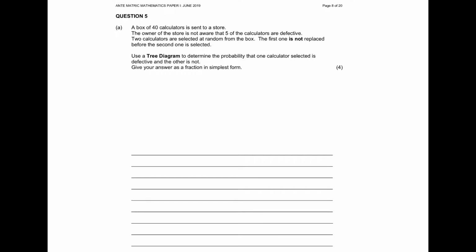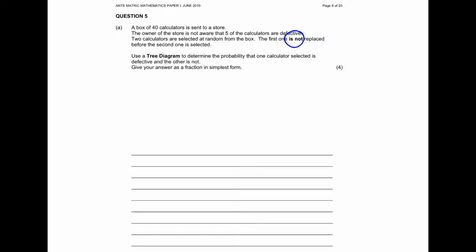Question 5. A box of 40 calculators is sent to a store. The owner of the store is not aware that 5 of the calculators are defective, meaning that they don't work. 2 calculators are selected at random from the box. The first one is not replaced. They've put that in bold, which means it's important, before the second one is selected.